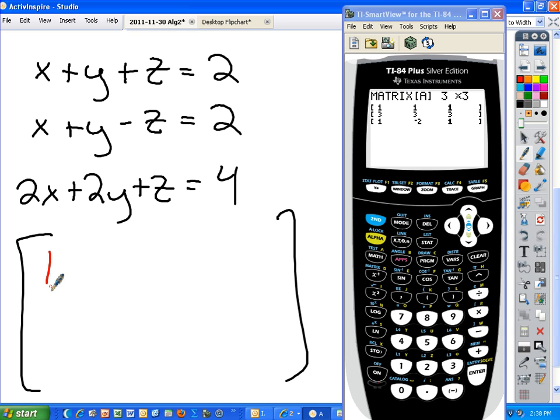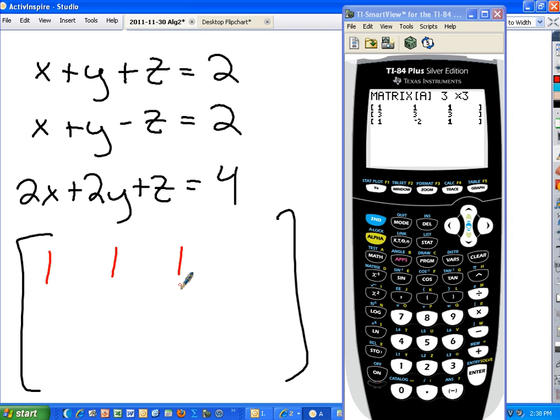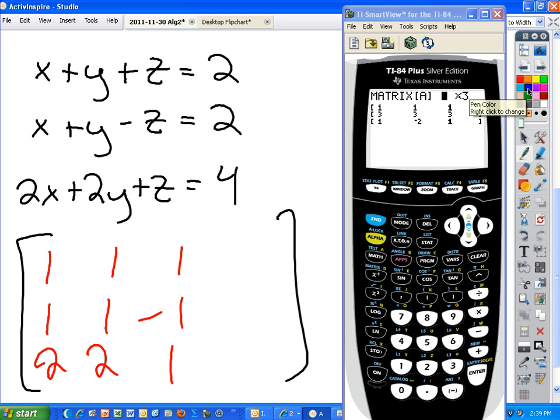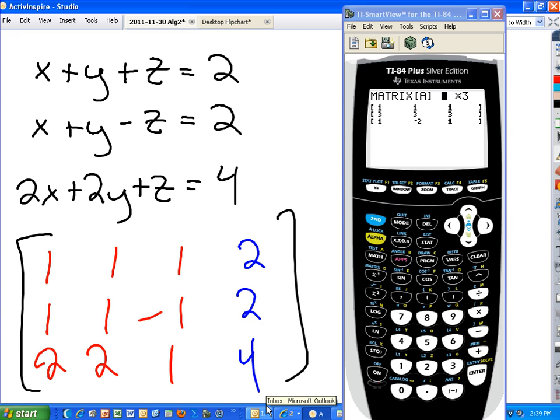We're going to input the coefficients 1, 1, 1, 1, 1, negative 1, 2, 2, 1, and the constants. Okay, this is actually even easier than what you just did. You're not going to have to do the method I just showed you. You'd probably just always do this now instead. Same idea, just easier.